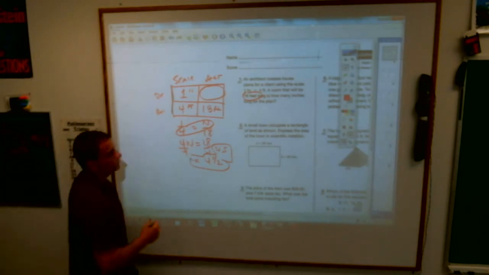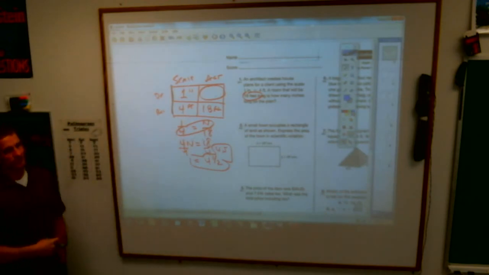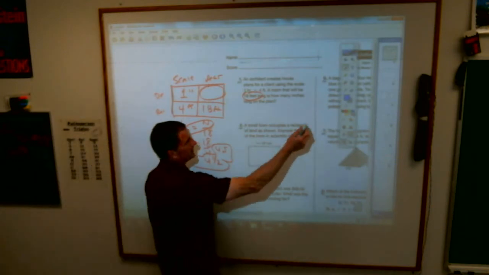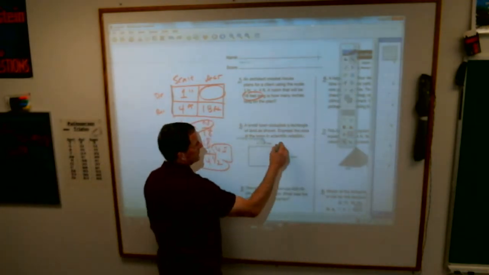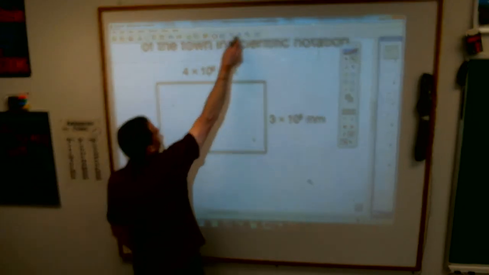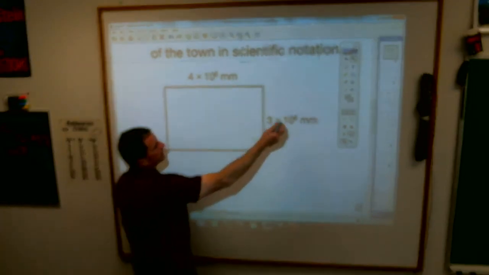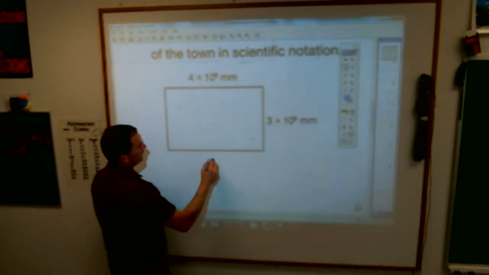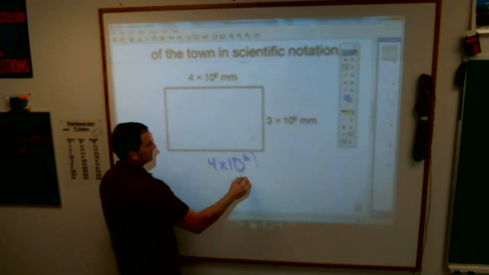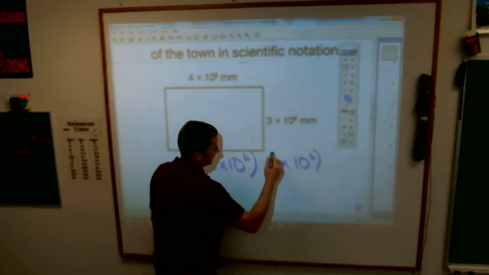And then problem number 2, ladies and gentlemen, how many people missed number 2? Again, note to self, write your answer in scientific notation, because if they give stuff in scientific notation, they want the answer in scientific notation. You are supposed to give the what area? So it ends up being 4 times 10 to the 6 times 3 times 10 to the 6.